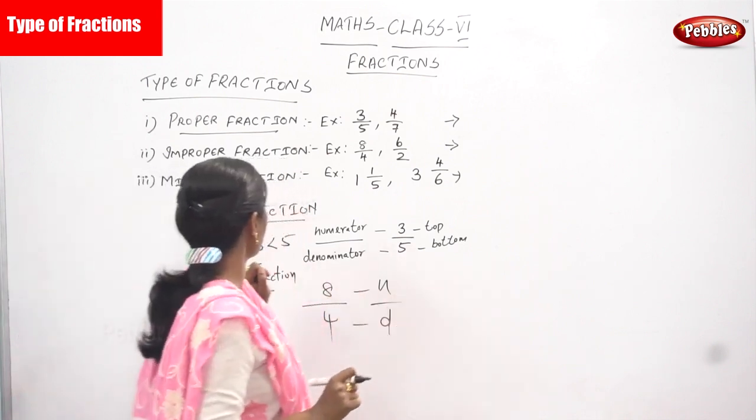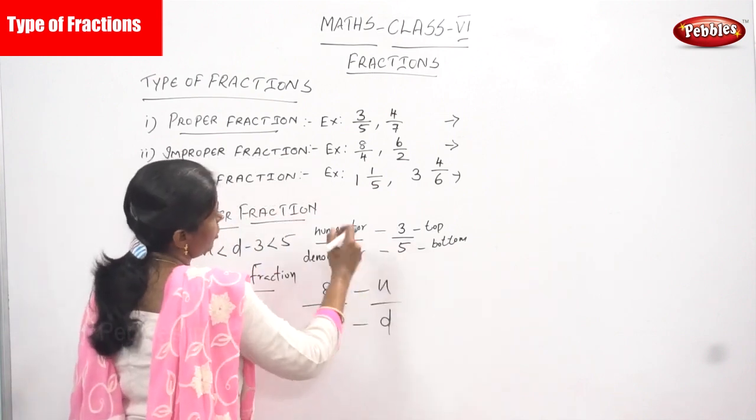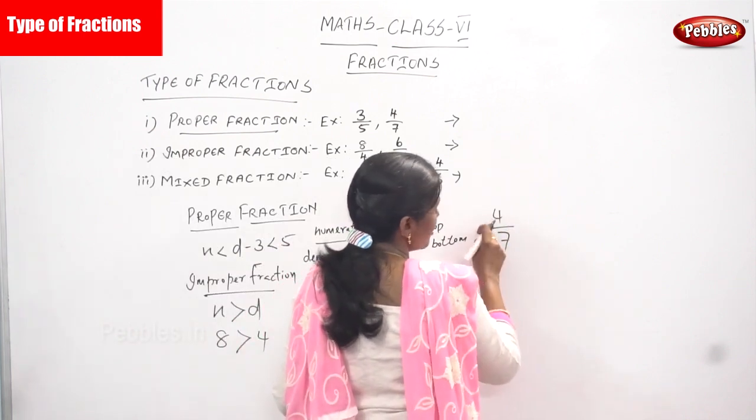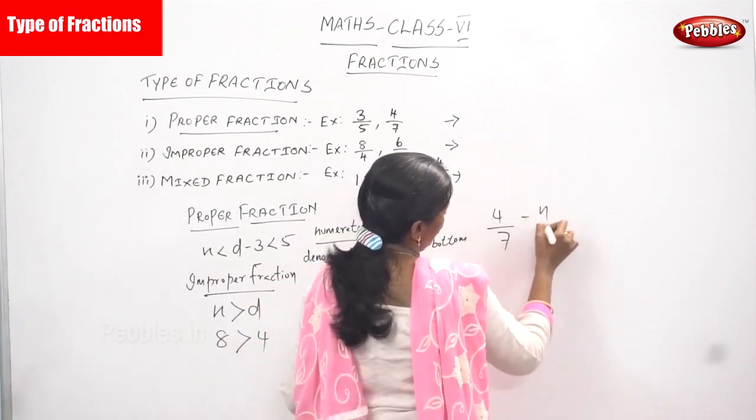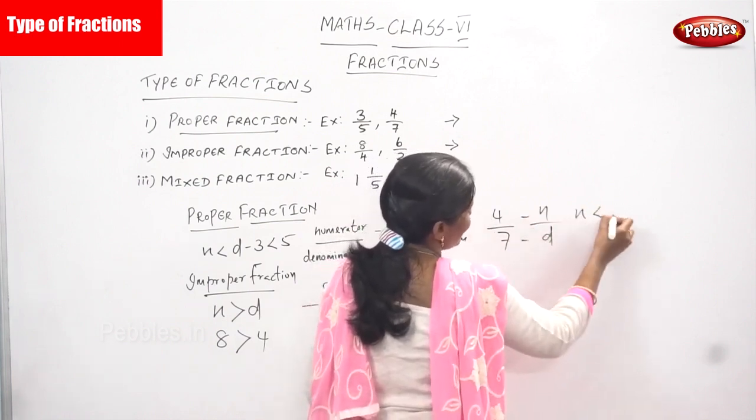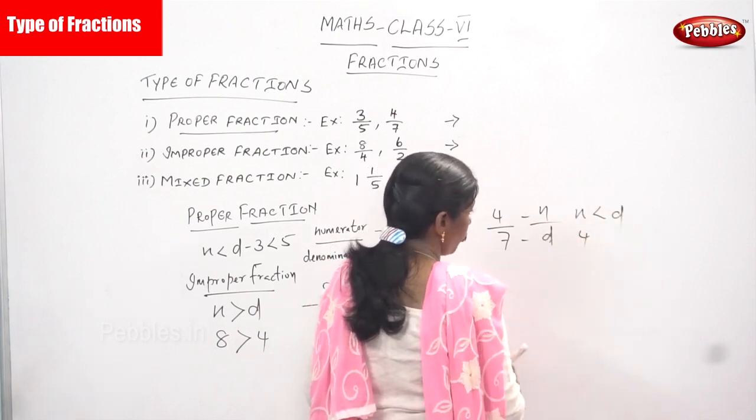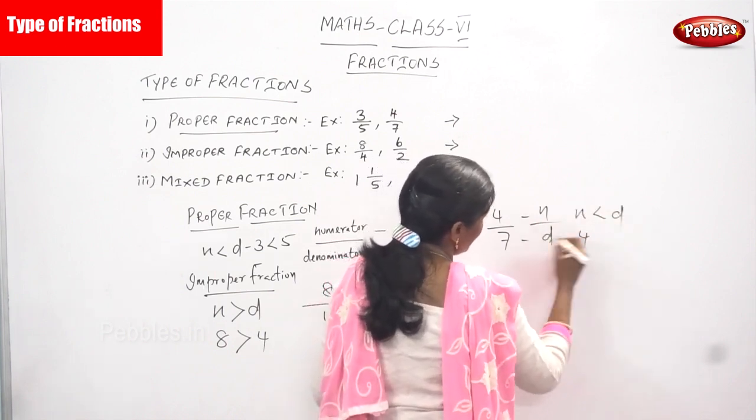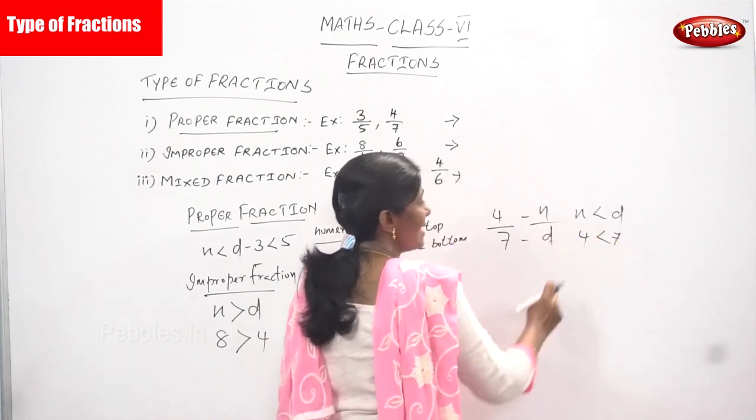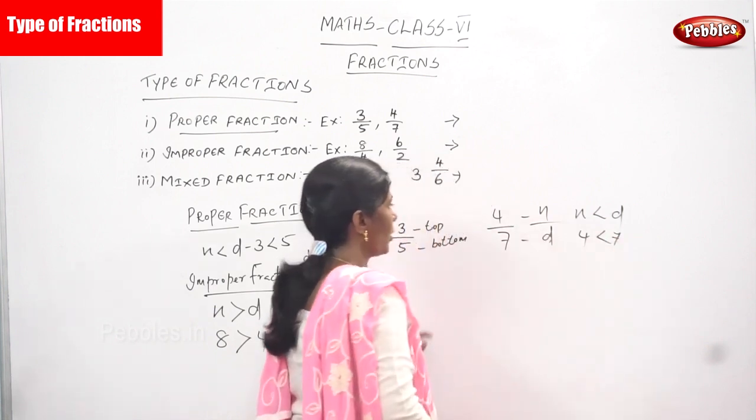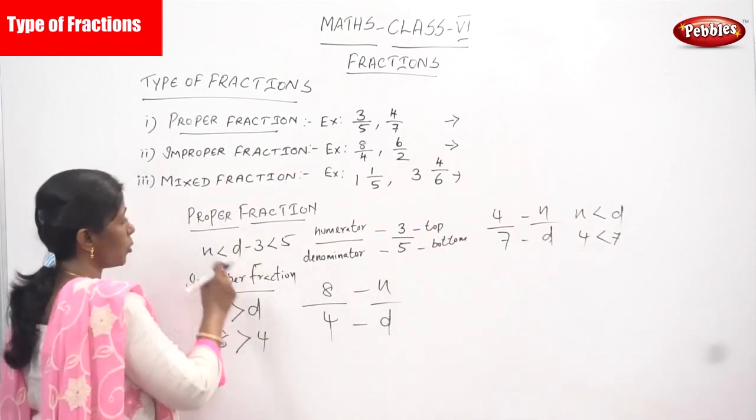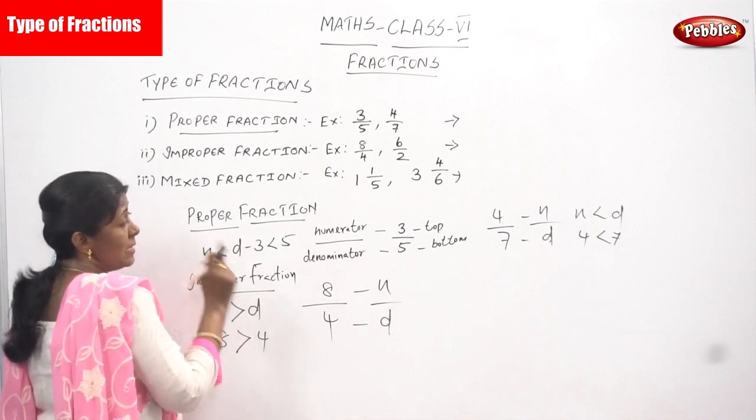Proper fraction, I'll repeat once again. Example is 3 by 5. Not only 3 by 5, 4 by 7 is also an example. 4 is the numerator and 7 is the denominator. So n by d, n is less than d. Here n is 4 and d is 7. So 4 is less than 7. So it is a proper fraction. I think you understand the proper fraction very clearly, because a proper fraction means the numerator is lesser than the denominator.